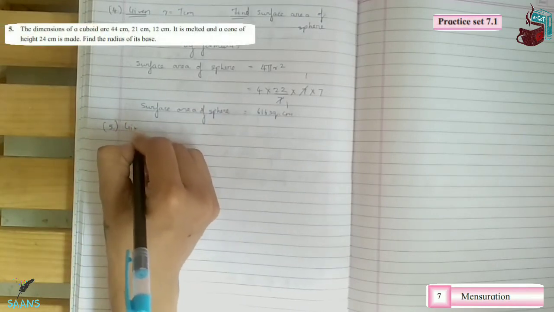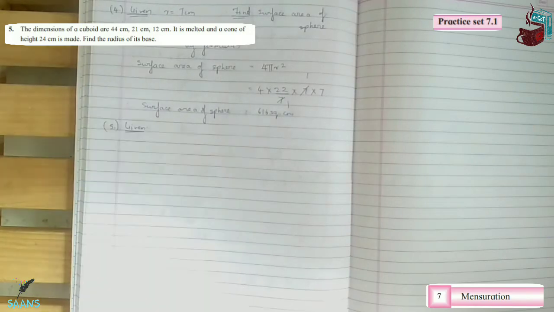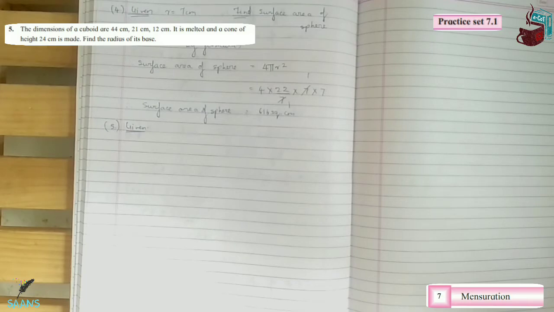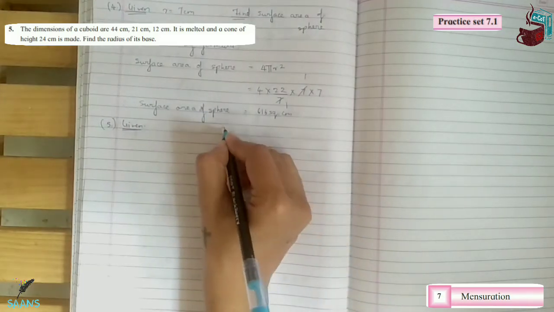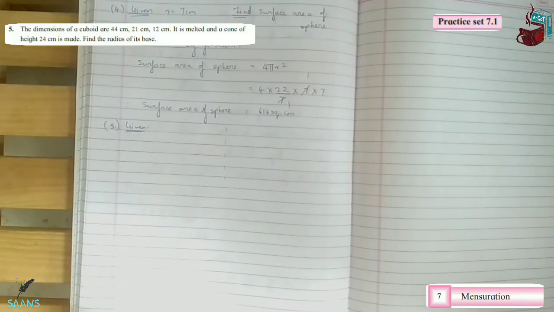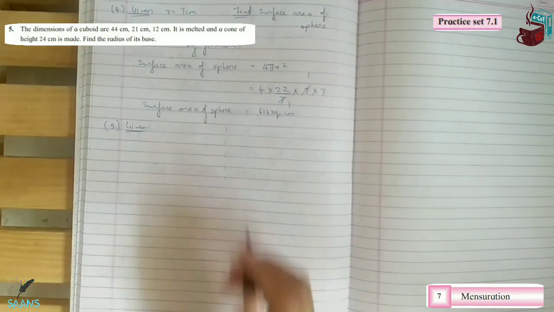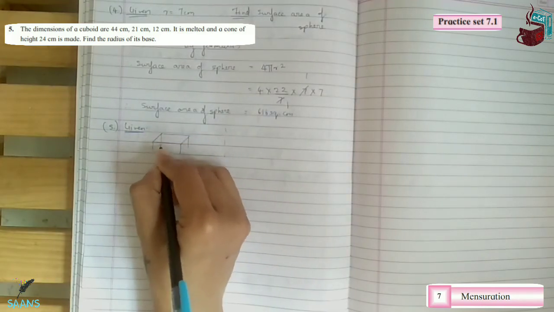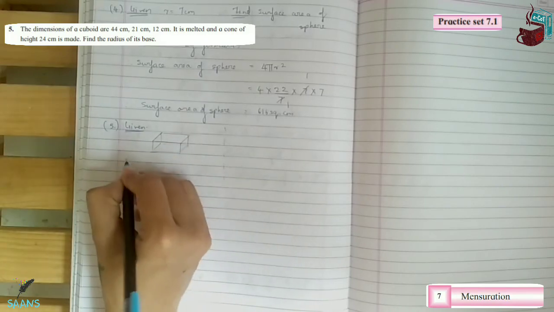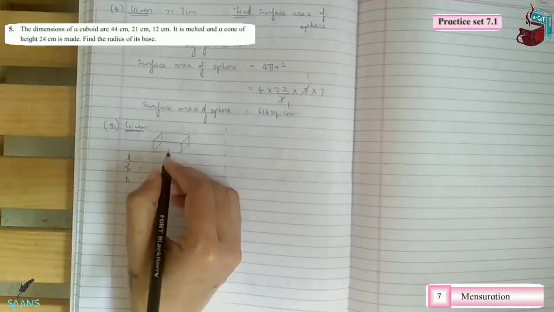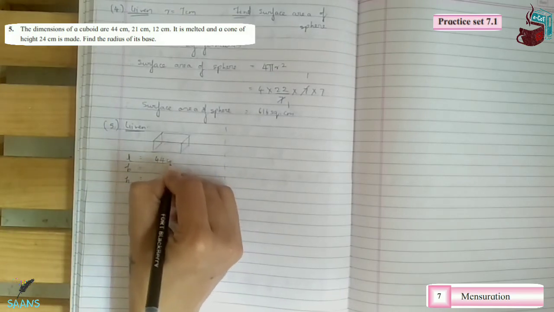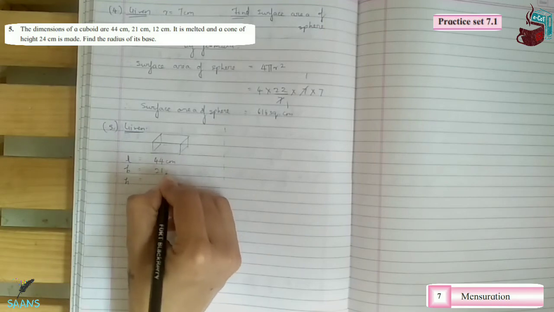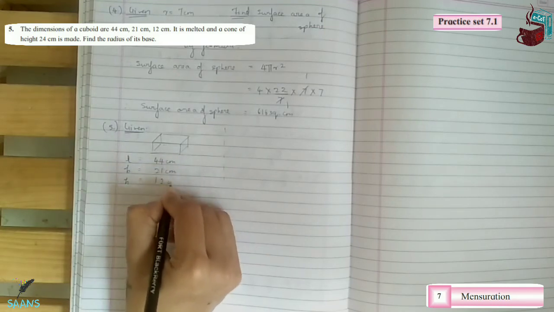Now, fifth one, fifth sum given. What are they given to us? Okay, they are going to compare two quantities and we are going to solve for that. Now very important. Now they are saying that cuboid, L is 44 centimeters, B is 21 centimeters, H is 12 centimeters.